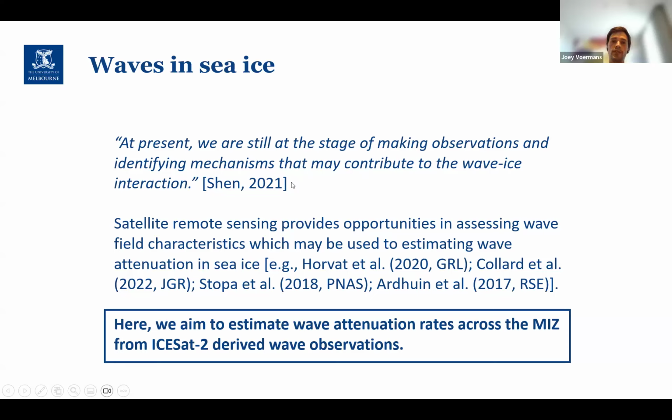And getting more observations, or at least a large data set, is easiest through satellite remote sensing. So quite a few have been doing that already, measuring waves, but not necessarily attenuation in sea ice. Some did, but it hasn't really caught up too much yet. So that's what I'll be showing here. That's the wave attenuation estimated from the ICESat-2 observations.